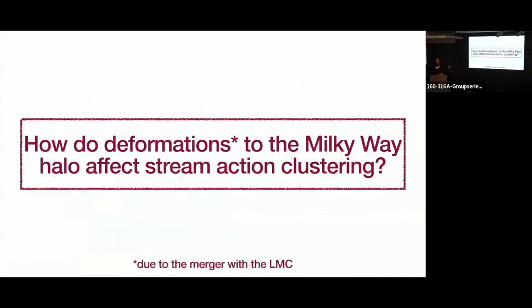Okay, so the key thing that we want to answer is how do the deformations to the Milky Way halo affect the action clustering of stellar streams? Are these deformations adiabatic? Are they non-adiabatic? And in which case, are we still able to use these techniques to set constraints on the mass profile?